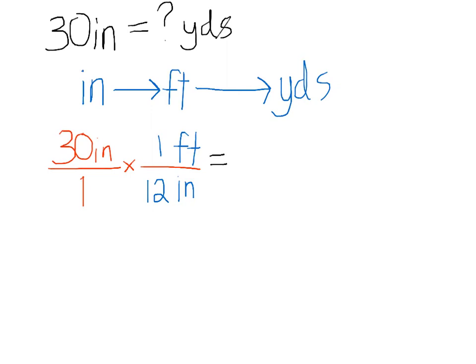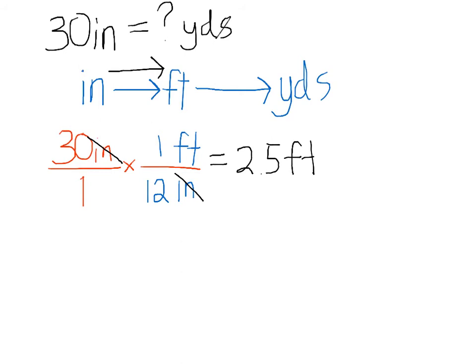Alright, so 30 divided by 12 is 2.5. Whoa, we missed the whole point of dimensional analysis. We got to do the problem by the units first. Inches cancels out, and we get feet. So it looks good. So we have just went from inches to feet, right?